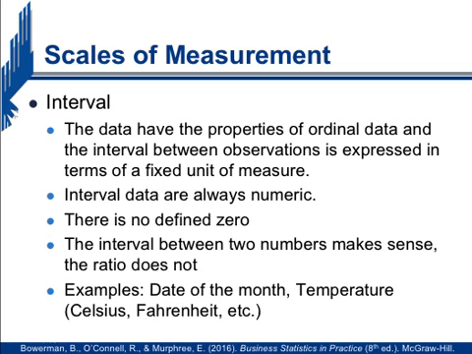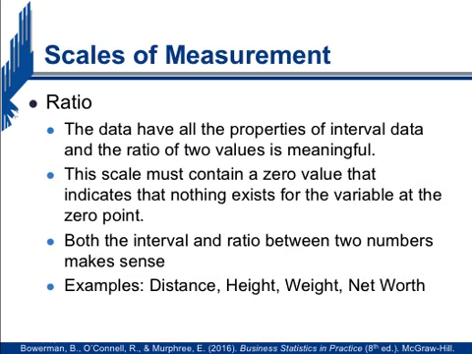Now, the last scale of measurement is the ratio scale of measurement. And for most quantitative variables, they follow the ratio scale of measurement. So this is the more common scale for quantitative variables. Here, the data have all the properties of interval data, where again, a higher or a lower value means something, and the ratio of the two values is now meaningful as well.